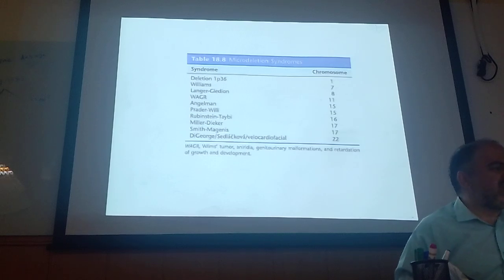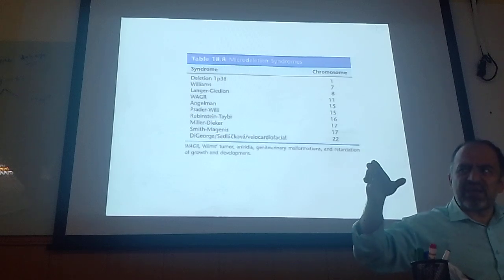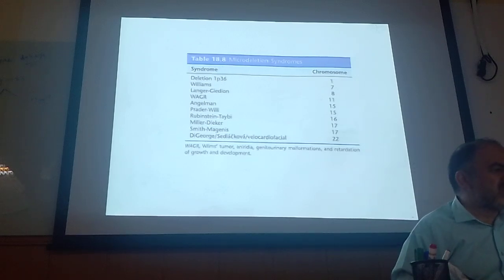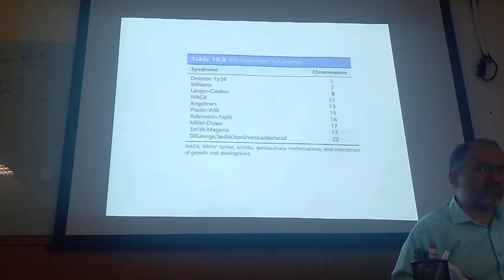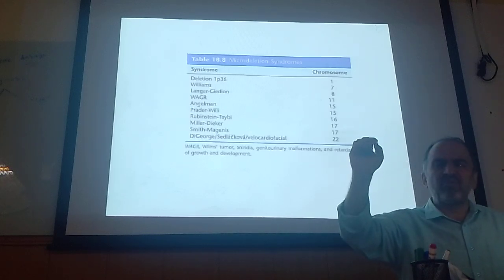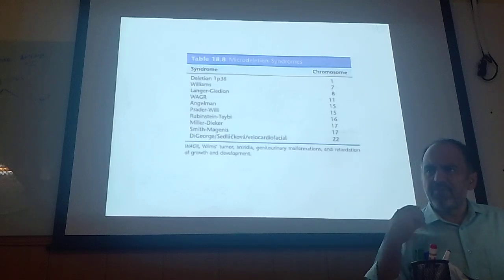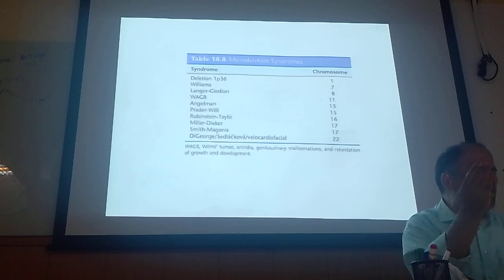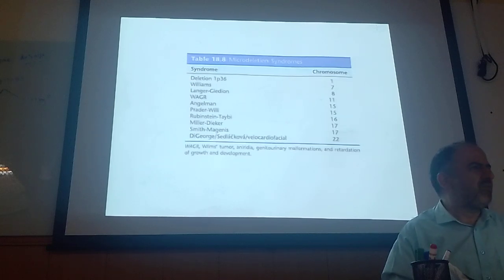So usually this microdeletion syndrome, micro means smaller than can be seen by the microscope. Usually it happens in specific chromosomes: chromosome 1, 7, 8, 11, 15, 16, 17, 22. It means some specific chromosomes are prone or at risk to have this kind of problem. It's not happening in others, for example, chromosome 2, 3, 4; these seem to be fine.